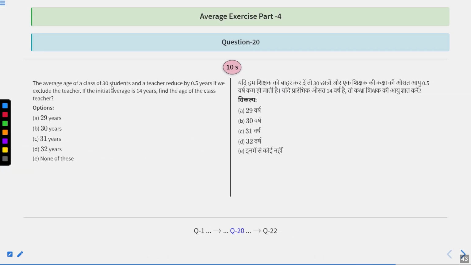The average age of a class of 30 students and a teacher reduced by 0.5 year if we exclude the teacher. If the initial average is 14 years, find the age of the class teacher. You have 5 options and 10 seconds to analyze the question. Your time starts now.